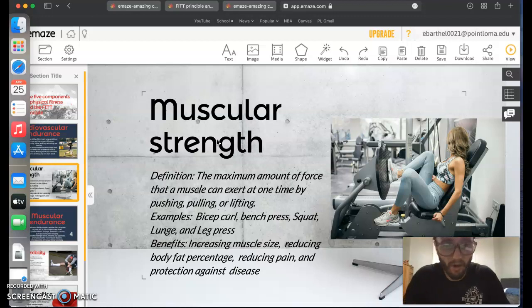You'll notice that all of these components protect against disease. And they all combine to make better BMI, which we'll talk about here in a minute.